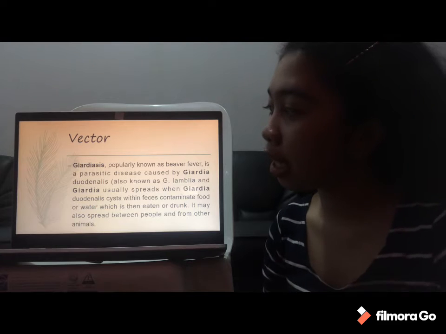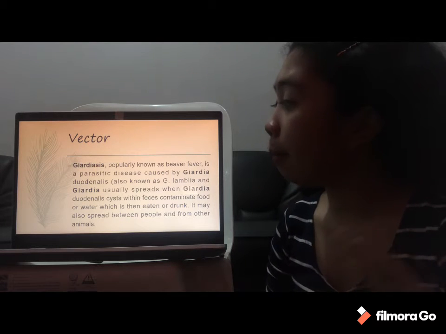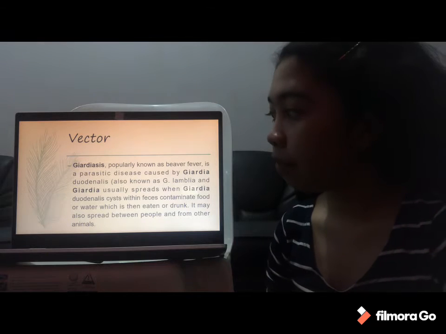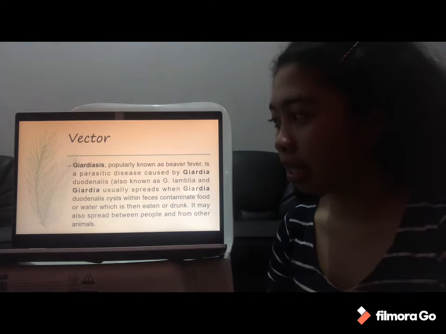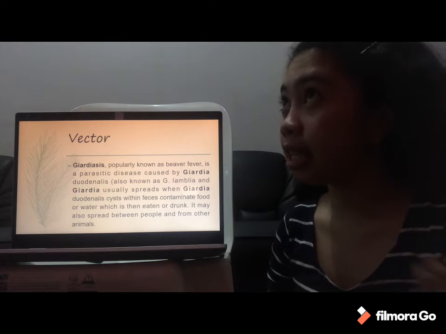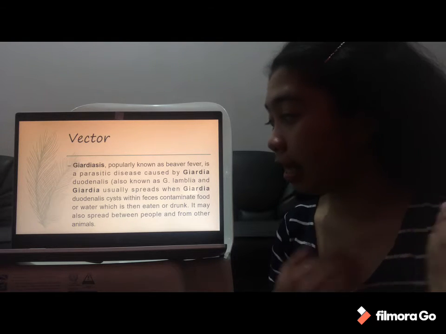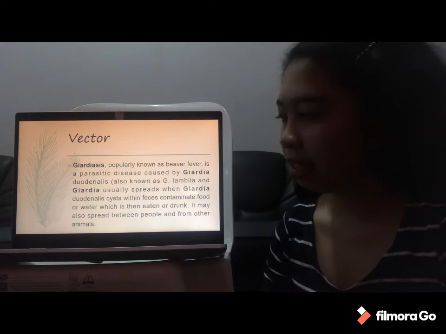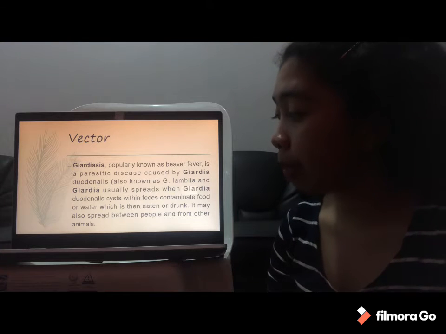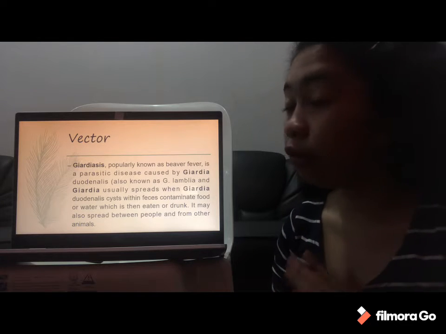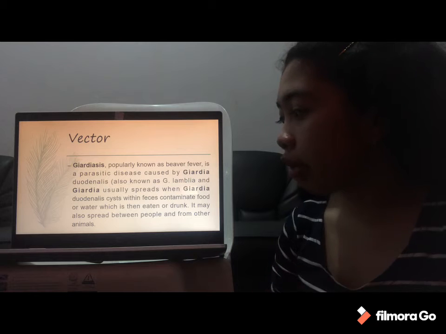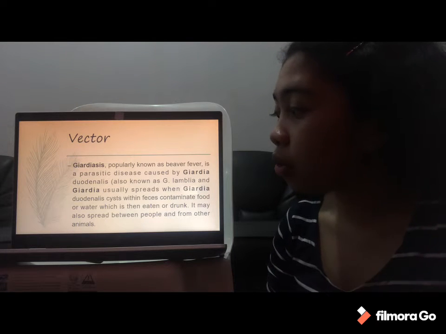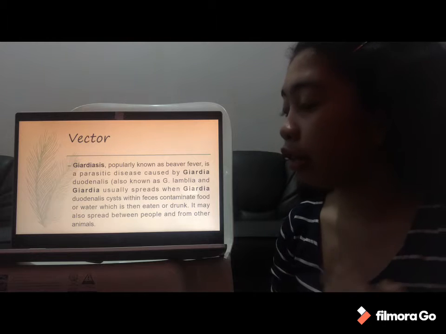So next is the fever. So giardiasis is popularly known as beaver fever, is a parasitic disease. So cause of giardiasis, ang Giardia intestinalis is also known as Giardia lamblia or Giardia duodenalis. So the Giardia is usually spread when the Giardia duodenalis cysts within feces contaminate food or water, which is eaten or drunk, or it is also spread between people and from other animals.